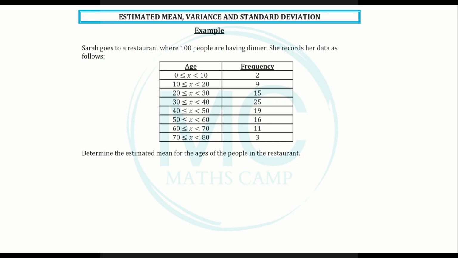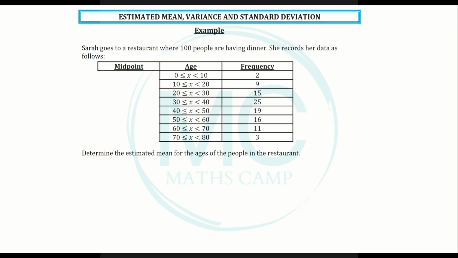Sarah goes to a restaurant where 100 people are having dinner. She records her data as follows. Determine the estimated mean for the ages of the people in the restaurant. Before we can find the estimated mean, we need to find the midpoint for each interval. So in my table, I'm going to create a new column for the midpoint.